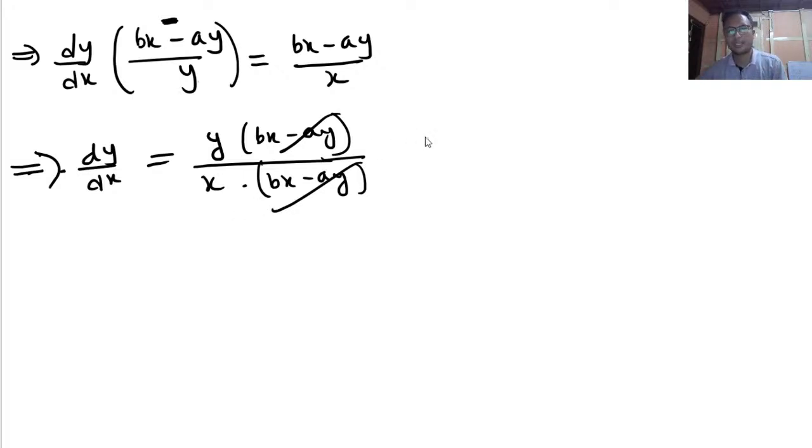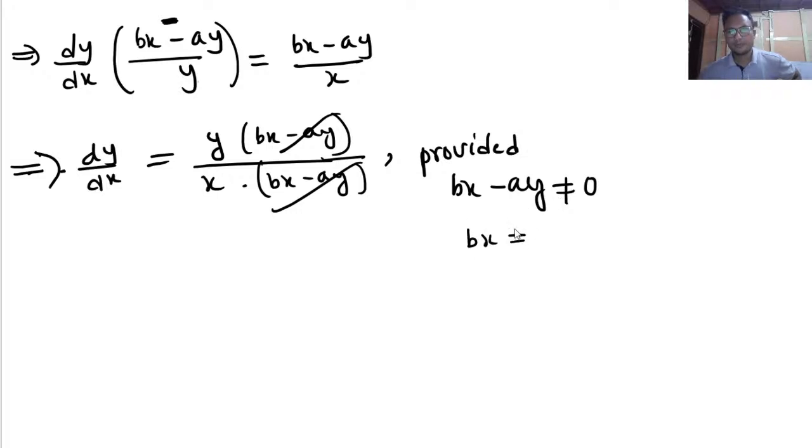We can cancel them provided bx minus ay does not equal 0. So we are assuming that bx minus ay is not 0.